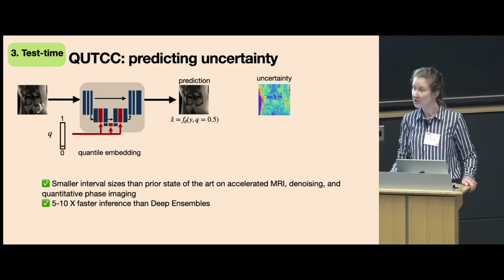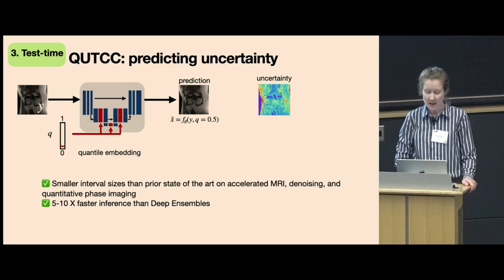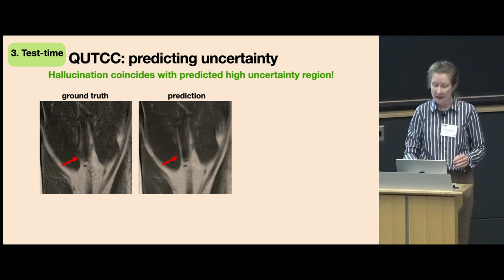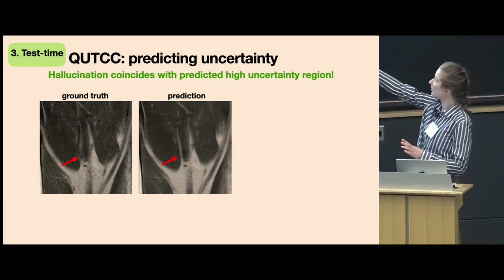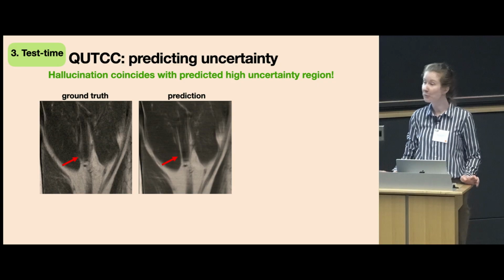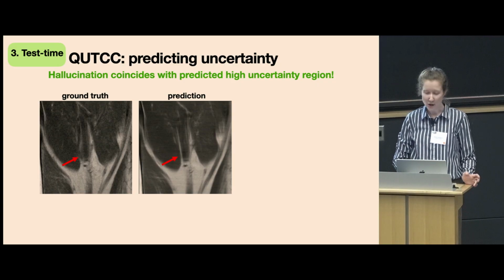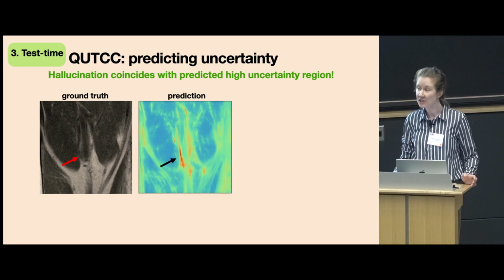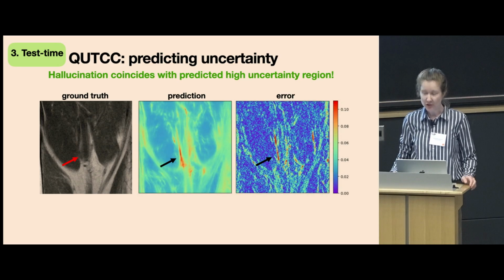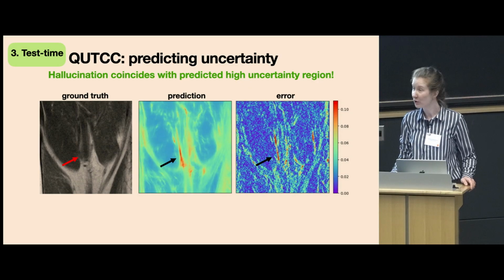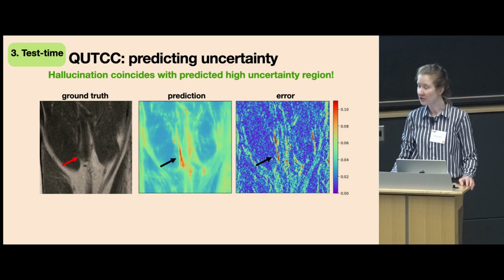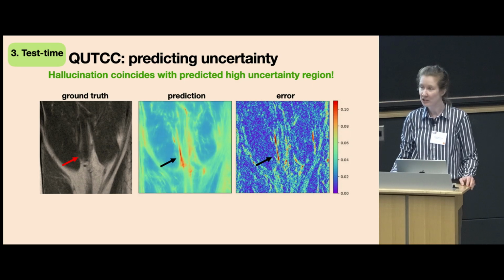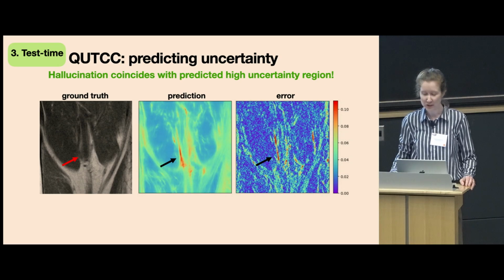It's also much faster than deep ensembles. Excitingly, we found that if we take a look at one of our predictions, and here you can see that there's actually a hallucination present. There's this feature that's not present in the ground truth. And if we look at our predicted uncertainty, it actually marks this region as red, as a high uncertainty region. And if we compare to the true error, it correlates very well. So this gives us confidence that our uncertainty maps are doing the right thing and can actually help us detect places where there could be hallucinations in the reconstruction.